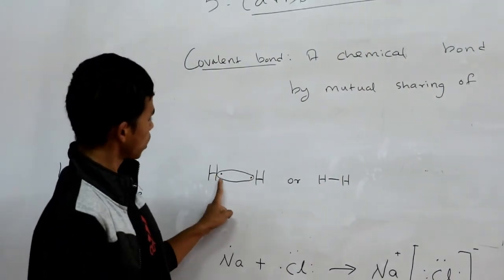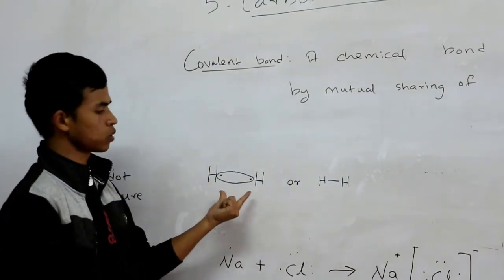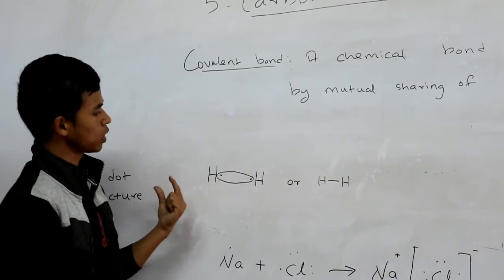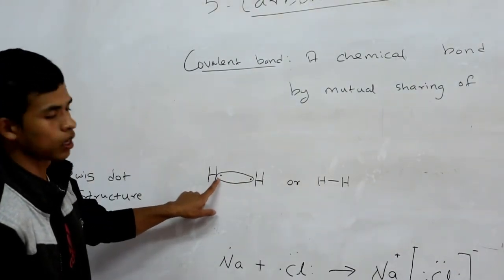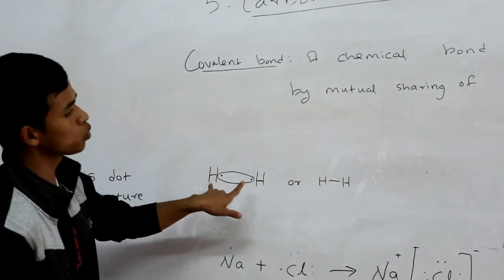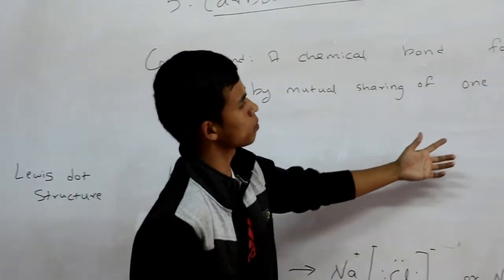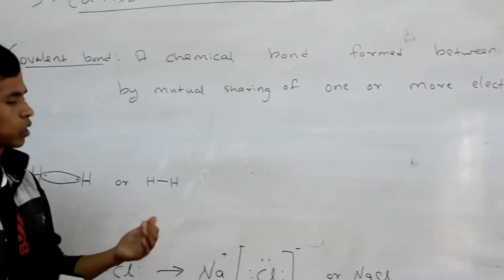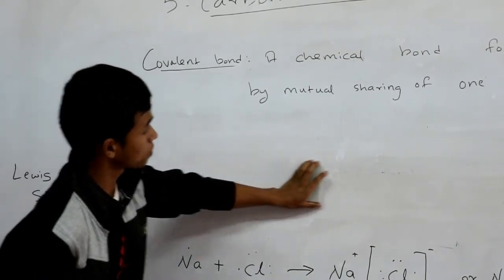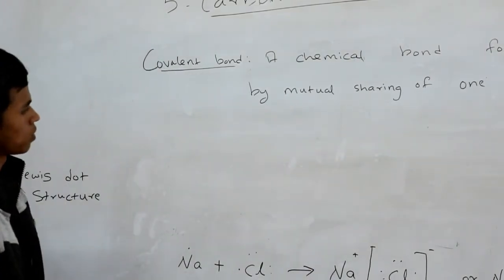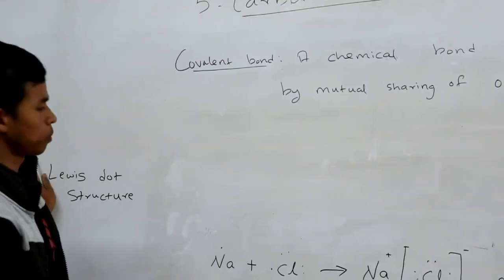This hydrogen is sharing 1 electron with this hydrogen atom. This one is also sharing 1 electron. So they are sharing equally. But in this case, there is 1 electron pair being shared between these 2 hydrogen atoms. We can have more electron pairs shared between 2 atoms of the same element or maybe different elements. But let's take more examples so that we can understand more about the covalent bond.